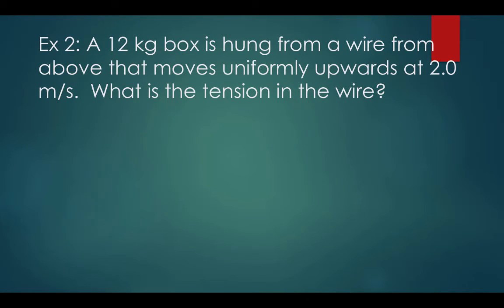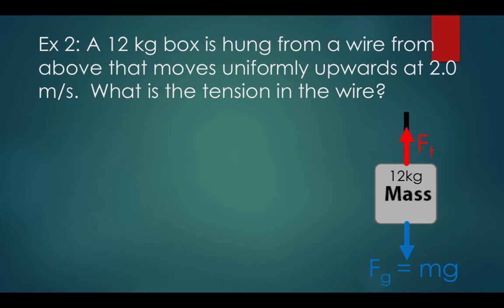Example 2 has the same 12 kilogram box hung from a wire above, but the box now is moving uniformly upwards at a speed of 2 meters per second. What is the tension in the wire? Here's our free body diagram. Notice how force tension and force gravity are equal. Since the object is moving uniformly, there is 0 acceleration. F net equals force tension plus force gravity. F net is 0 since it's not accelerating.